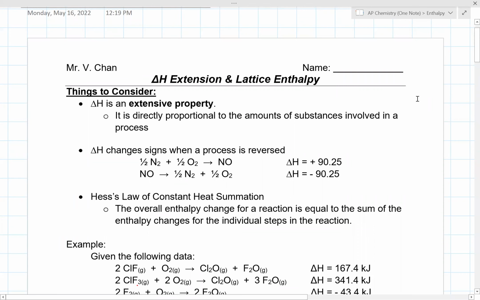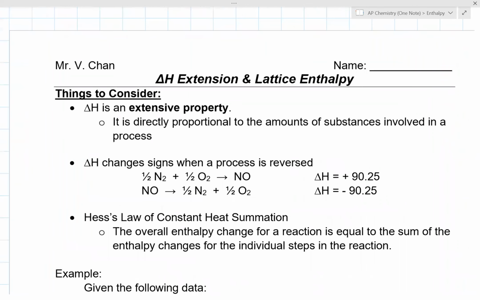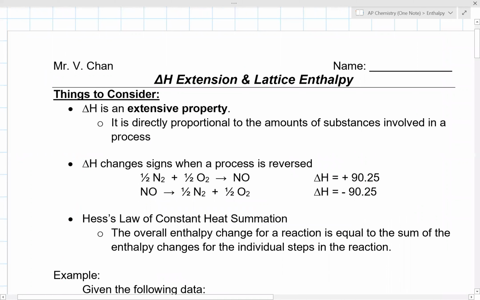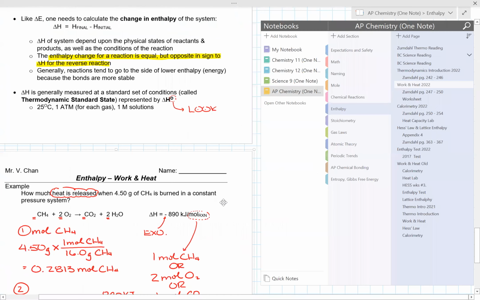And today what I wanted to do was a little bit more expansion on delta H, or the change in enthalpy. A couple of things you need to consider. Recall, delta H is an extensive property. So what is an extensive property? It means that it is related to the amount of substances involved in a chemical process. So in this case, delta H is directly proportional. Now, we had talked about this in one of our calculations from before.